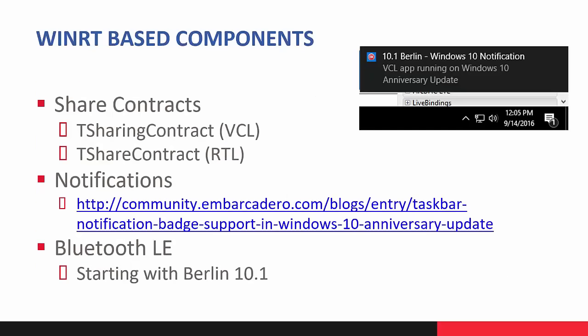We also have a couple of higher level components, and I'm going to use one of them and then drill into the code. Sharing contracts and notifications. The other feature that we support through WinRT is Bluetooth LE. So these components make it possible to create applications rapidly, and the notifications and Bluetooth are also cross-platform components that you can use in a FireMonkey application for desktop and mobile. So let's look into the code.